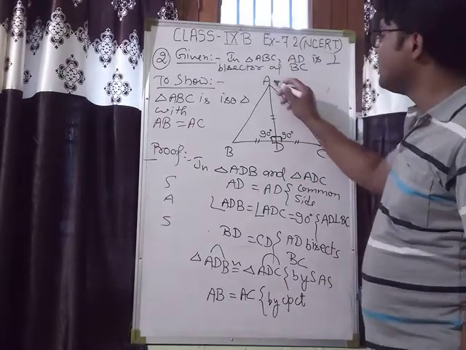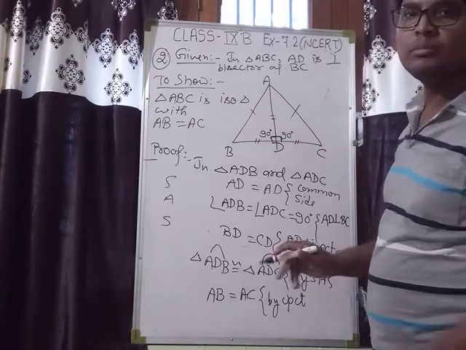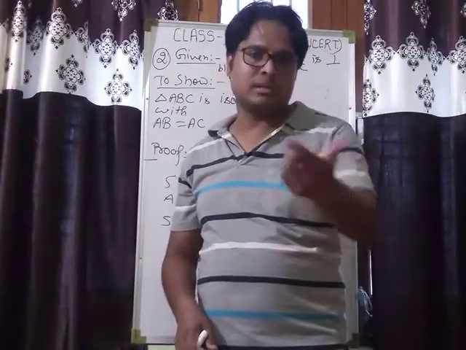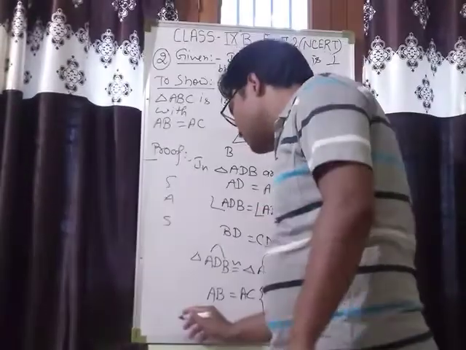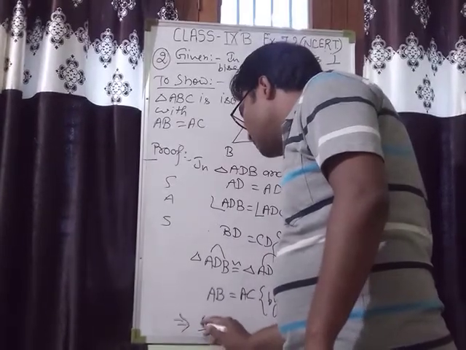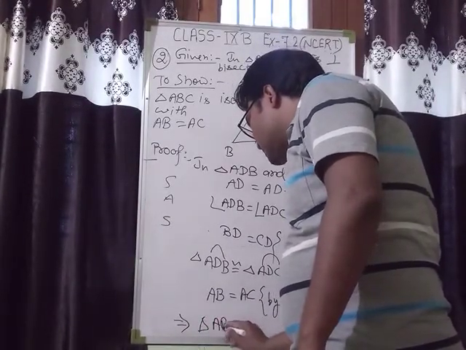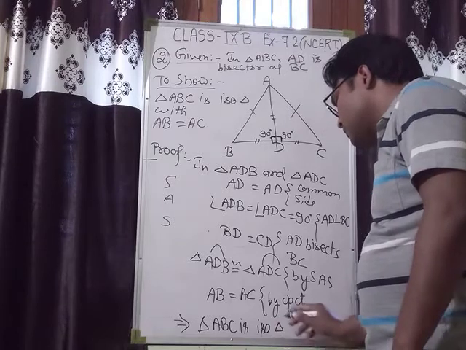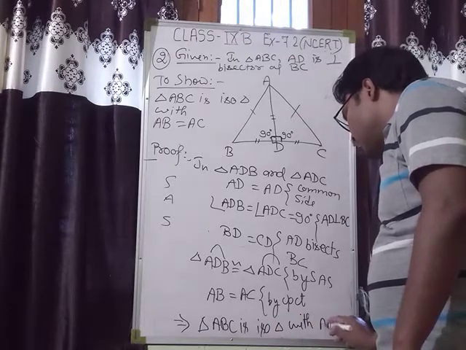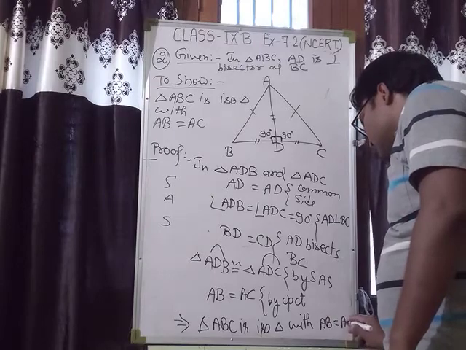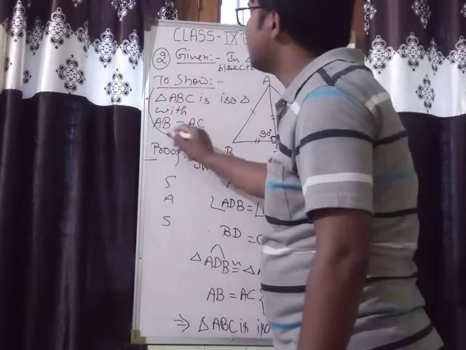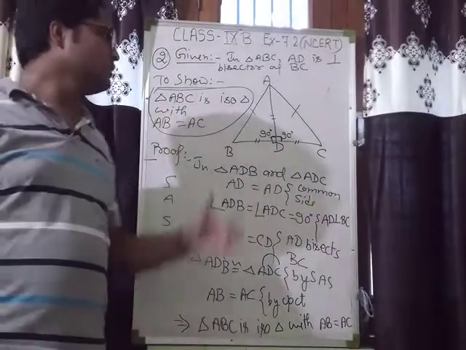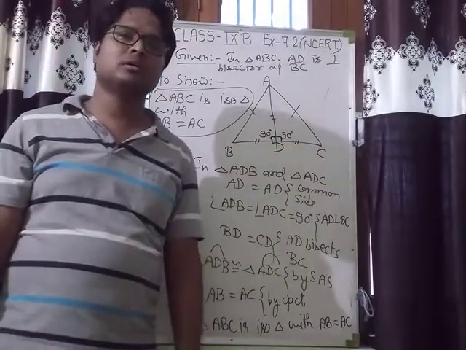Now clearly in triangle ABC, AB and AC become equal, means its two sides become equal, and in any triangle if two sides become equal, that triangle will be an isosceles triangle. Clearly from here we conclude that triangle ABC is an isosceles triangle with AB equal to AC, and that is what we wanted to prove. Okay, so that is the proof of question number 2.